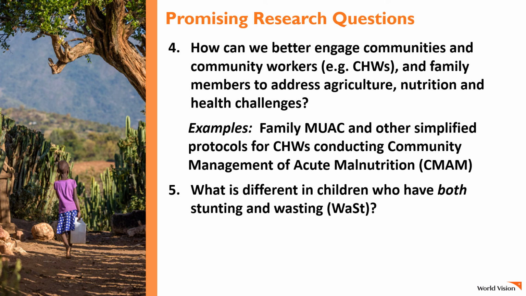We need to do treatment of uncomplicated wasting at the community level through simplified protocols for community health workers. The WHO says they need more evidence on that, so that's a priority for us as well. Having evidence on the effectiveness of that could be truly transformational. We should also be exploring what is different in children who have both stunting and wasting. We may need specific strategies and approaches to address this combination, and we don't have as much surveillance on it as we really need.